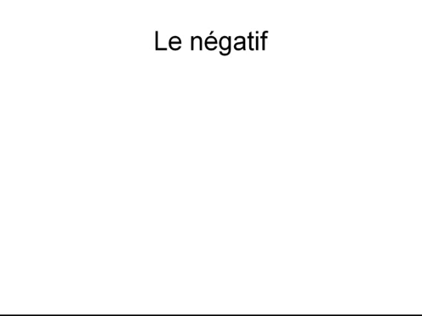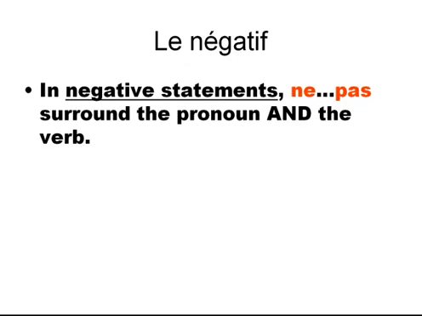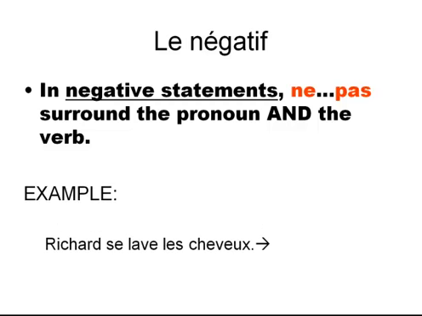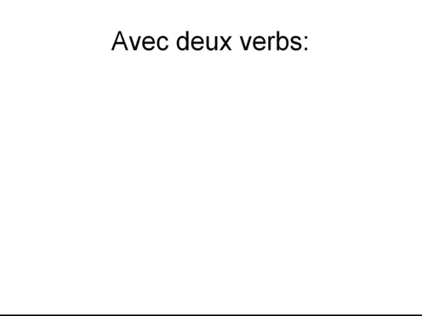So if you're going to use one of these reflexive verbs in the negative, ne and pas are going to surround the pronoun and the verb, just like it does with a verb and an object pronoun. Par exemple, if you wanted to make this sentence, Richard se lave les cheveux, Richard washes his hair, negative, it would be Richard ne se lave pas les cheveux, where ne and pas surround both the reflexive pronoun and the verb.